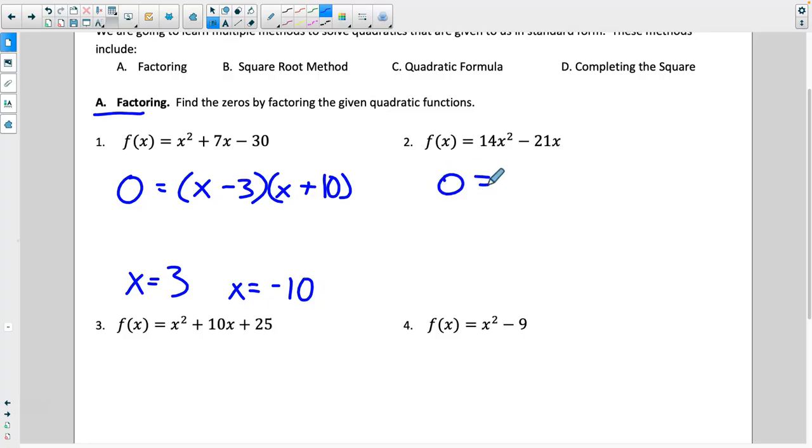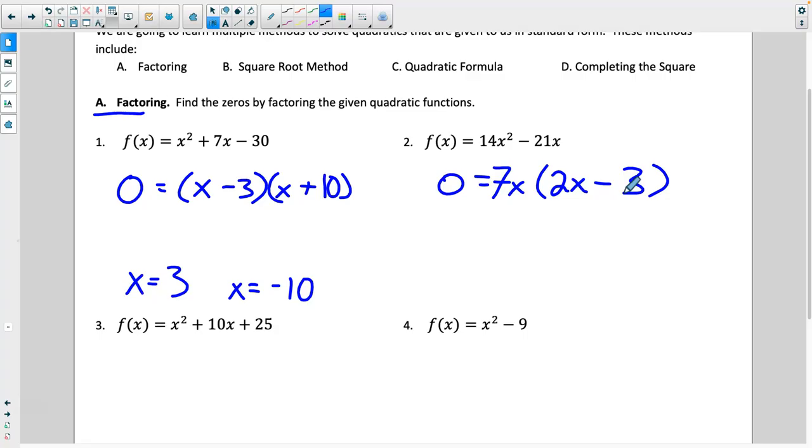I'd have 0 equals this lovely piece, and I'm going to factor it again. I only have 2 terms. I can't factor it like a trinomial. I can only look at taking out what they both have in common. What do they both have in common? 7x. 7 and x. Okay? So I'm going to have 7x. And then inside my parentheses, I'm going to have 2x, and I'm going to have minus 3. So I factored my greatest common factor out.